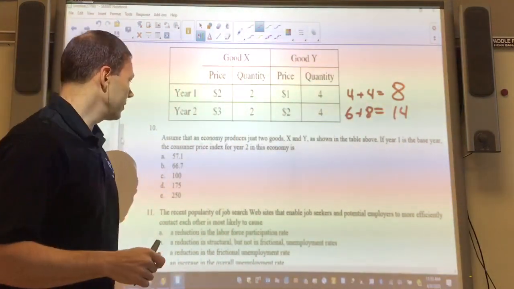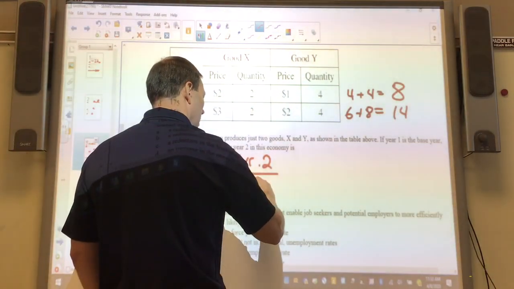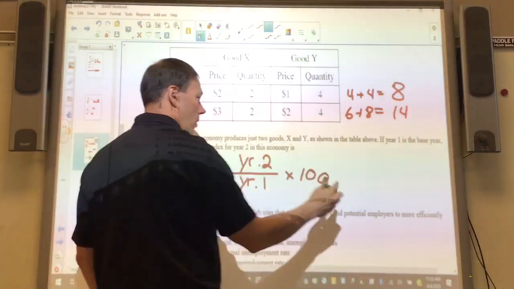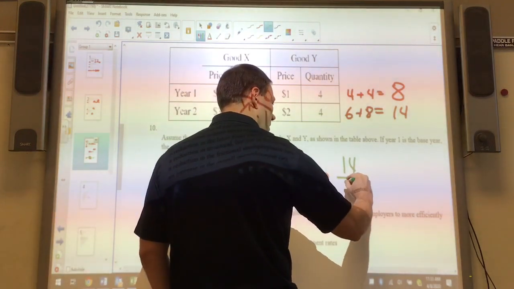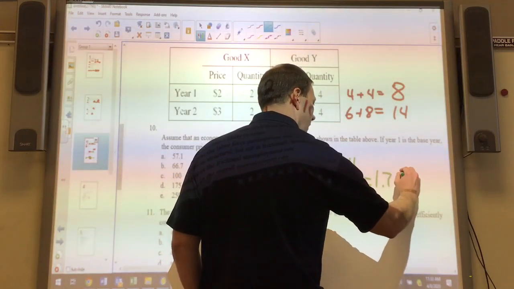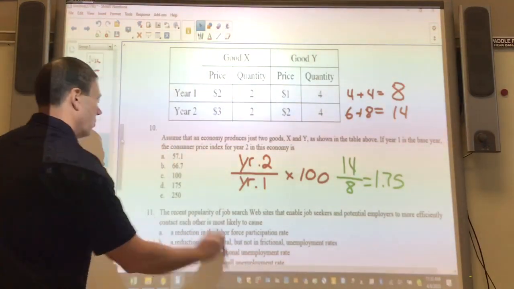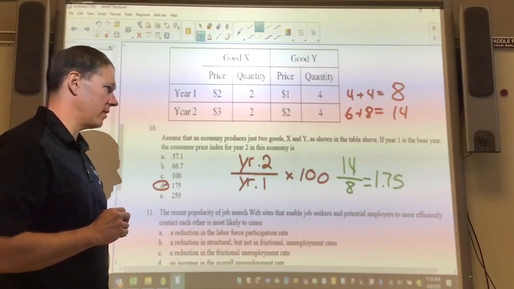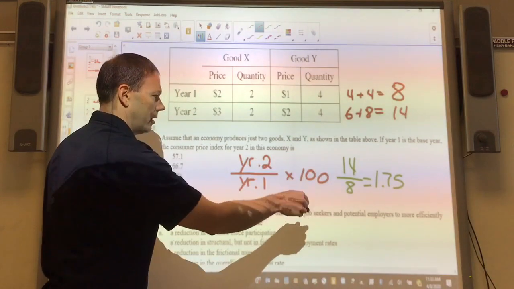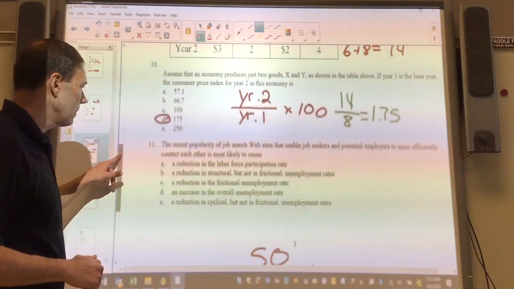Now, to figure out the CPI, you're going to take this formula, year 2 divided by year 1, and then times 100. Okay, so we're going to math this out. And what are our numbers? 14 is year 2, divided by year 1, which is 8. This should equal 1.75. And then multiply that by 100 to get it to a whole number. And the answer to number 10 is D, 175. Okay, so we just did year 2 divided by year 1, then multiplied by 100 to get the whole number. So number 10 is D.